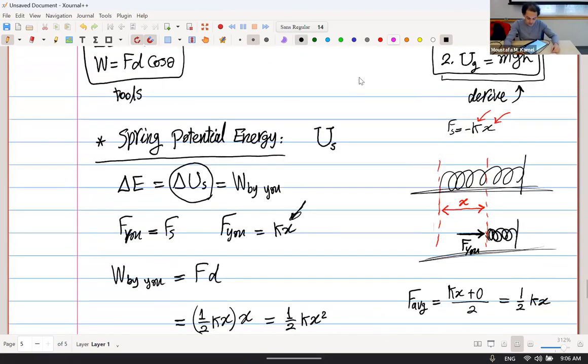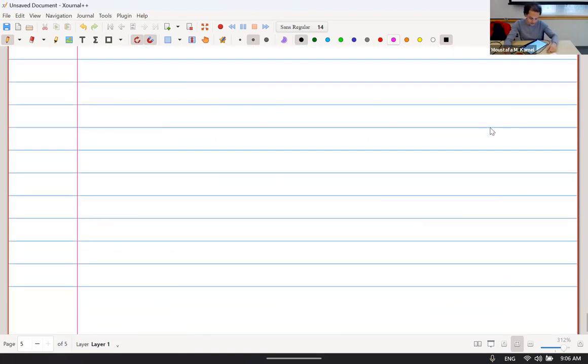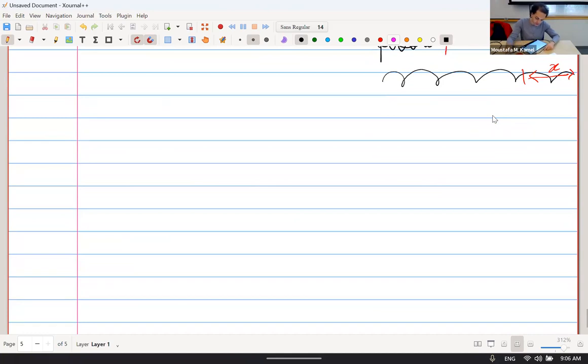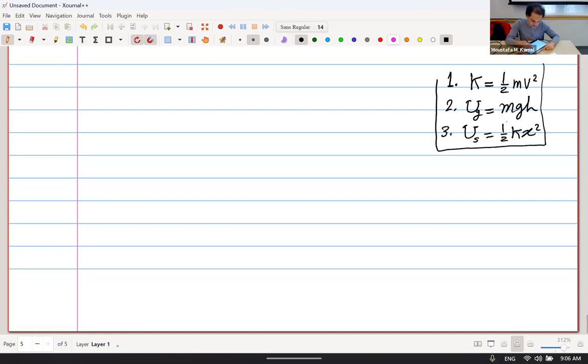And that's the third energy we have. We had potential energy for gravity and we had kinetic energy. So let's put them all together. K equals half mv squared. Ug equals mgh. And Us equals half kx squared. There is one more energy that we're going to derive and then discuss conservation of energy. After that, we will be ready to solve problems.